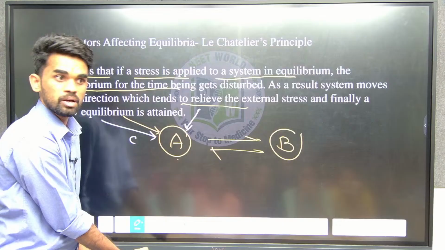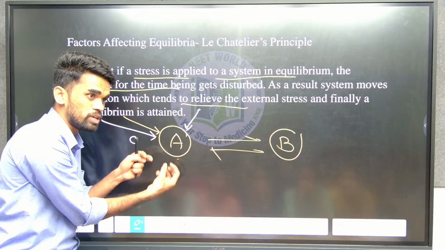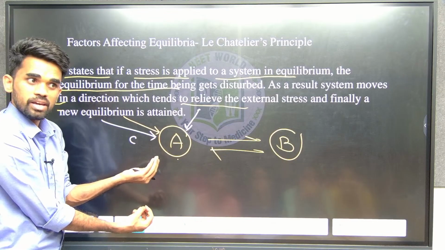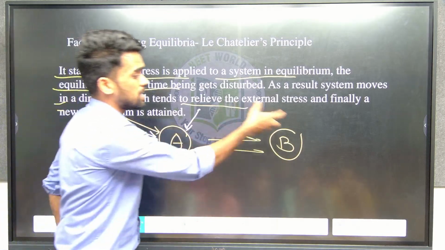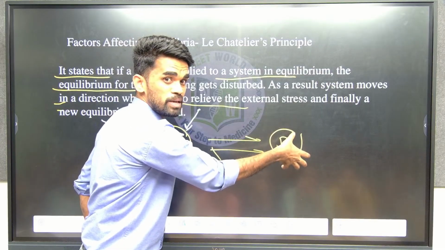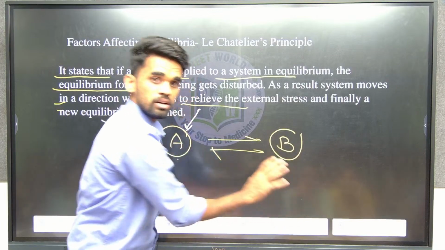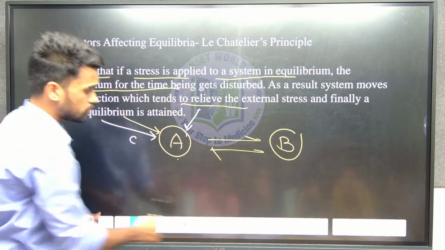Backward. Why? Because its concentration is decreasing now. So to nullify that, some amount of B is converted into A. Otherwise I am increasing the concentration of B, backward, or I am decreasing the concentration of B. This is clear? Okay.